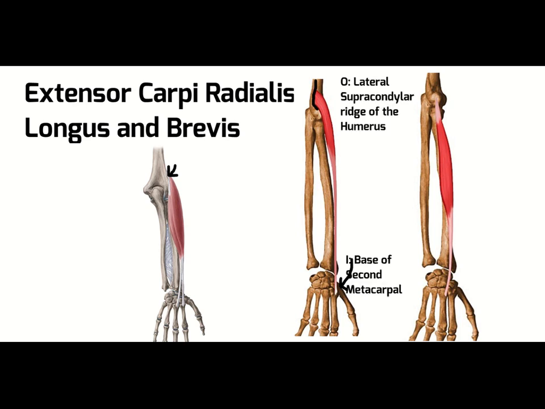Extensor carpi radialis brevis also originates on the lateral supracondylar ridge of the humerus, and then it inserts onto the base of the third metacarpal. Both of these muscles are innervated by the radial nerve, and they help to extend the wrist and abduct the wrist, or cause radial deviation, and then they also assist or are a synergist for elbow flexion.